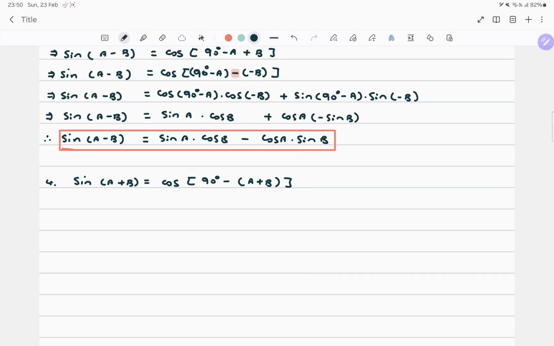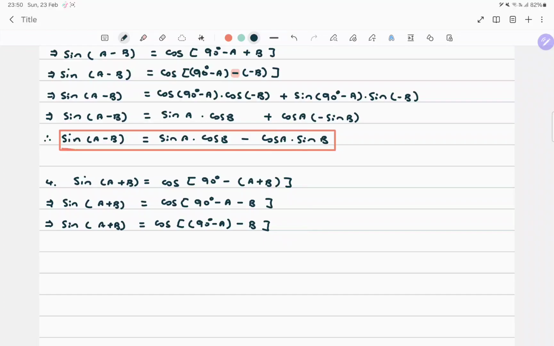Okay, nice. And then I will take you through it nicely as well, because get used to some long, lengthy videos. It builds your endurance. Otherwise, you become weak if you don't endure. Sine of A plus B is equal to cos. Now we can group 90 degrees minus A and then minus B. This one, already the sign is how we like it.